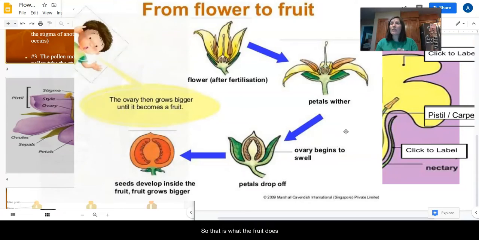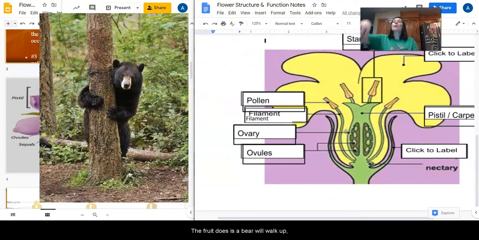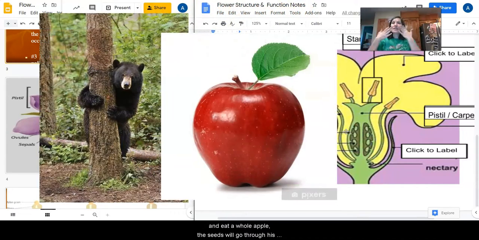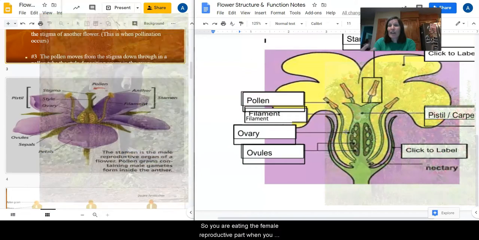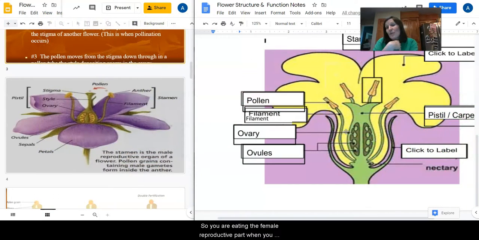And so that's what the little fruit does, is a bear will walk up and eat a whole apple. The seeds will go through his digestive system. They have a strong enough casing so that they don't get broken up in his digestive system. And then when he walks away and he goes to the bathroom, the seeds are in there and that's fertilizer. So now we can grow a new apple plant, okay? Apple tree. And so you are eating the female reproductive part when you eat a fruit. So I know I'm ruining it for you.